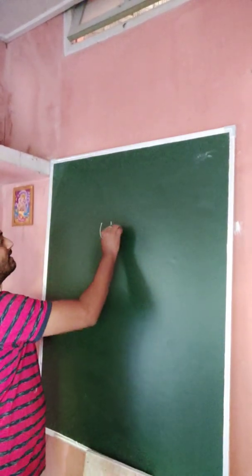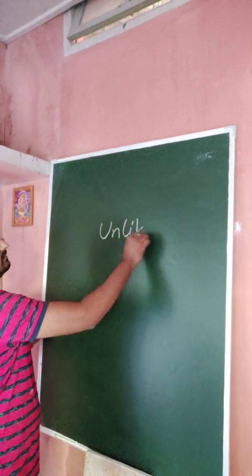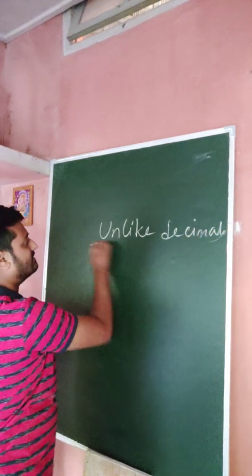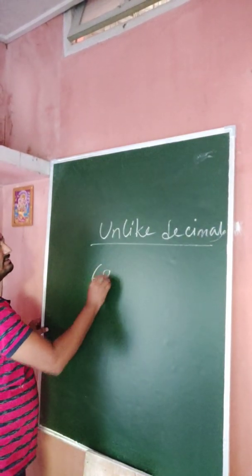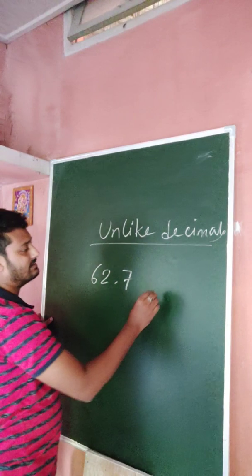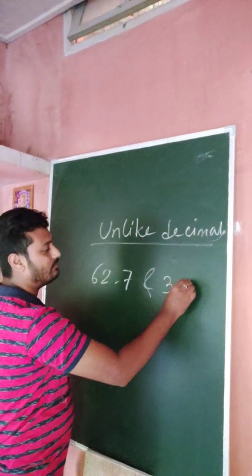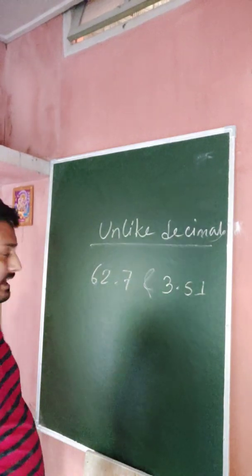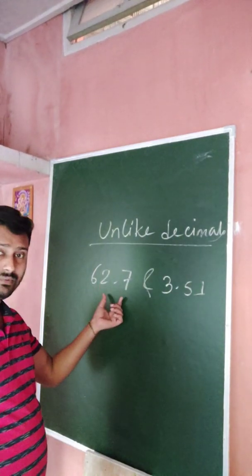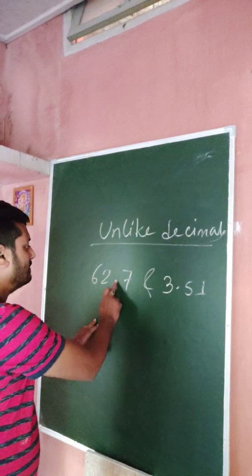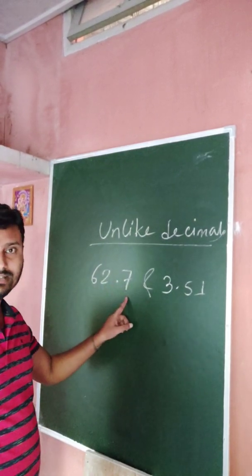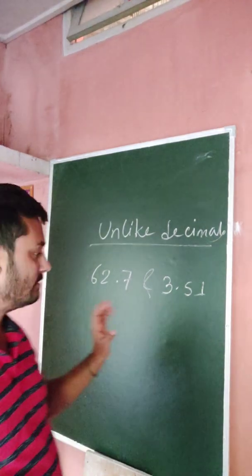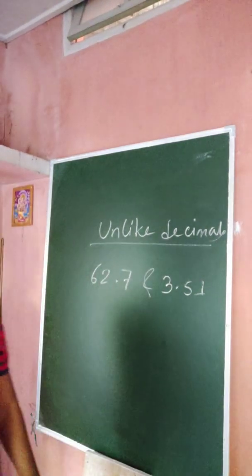And unlike decimals. So unlike decimals are, suppose one is 62.7 and one is 3.51. These two decimals are known as unlike decimals because in the first decimal, after the decimal one digit is present, and in this case after the decimal two digits are present. Okay, so therefore this type of decimals are known as unlike decimals.